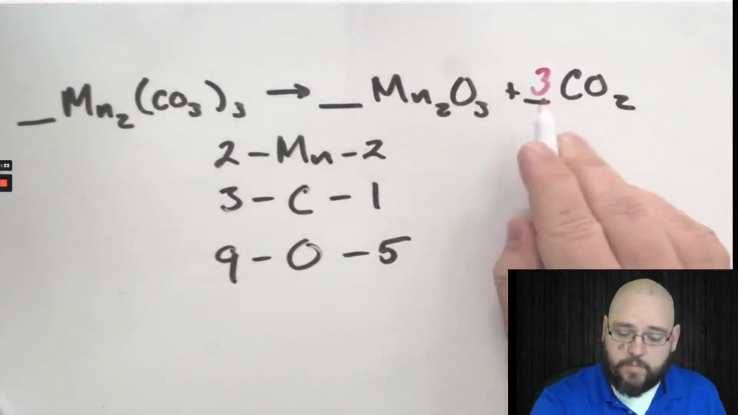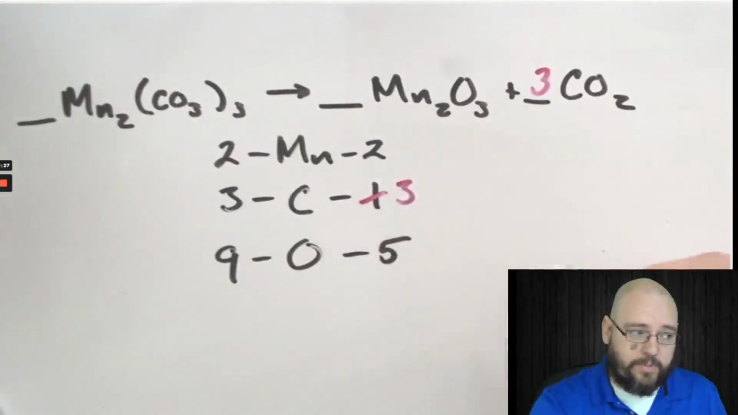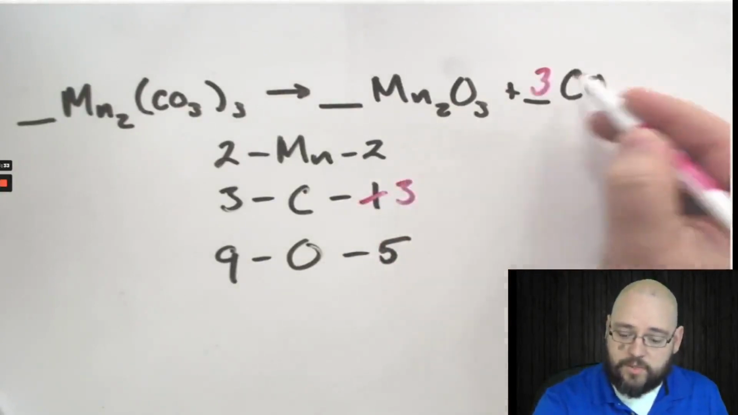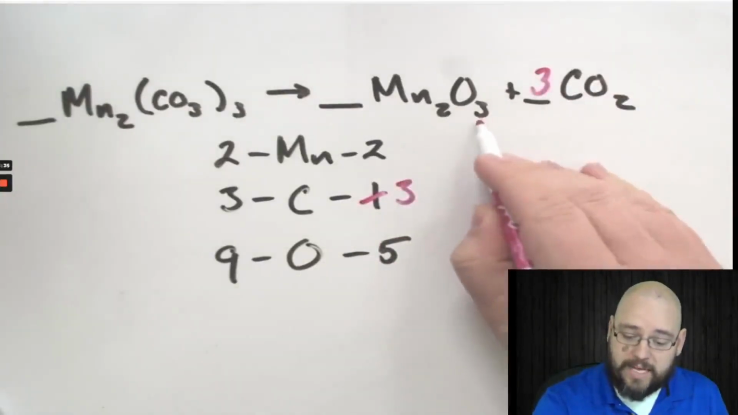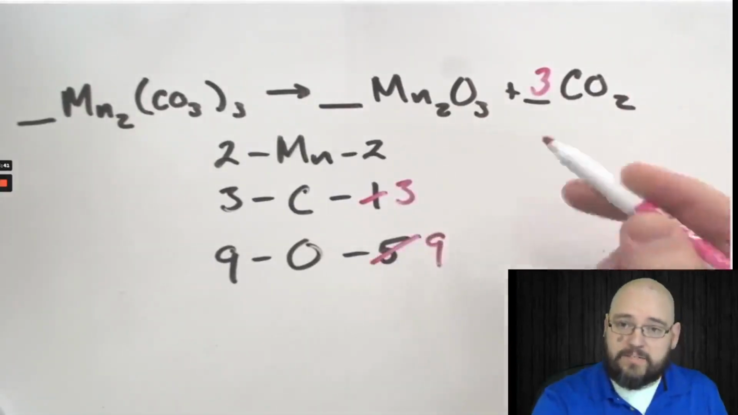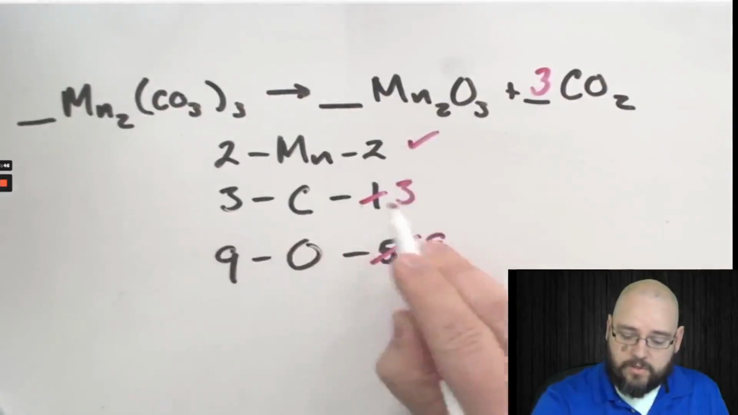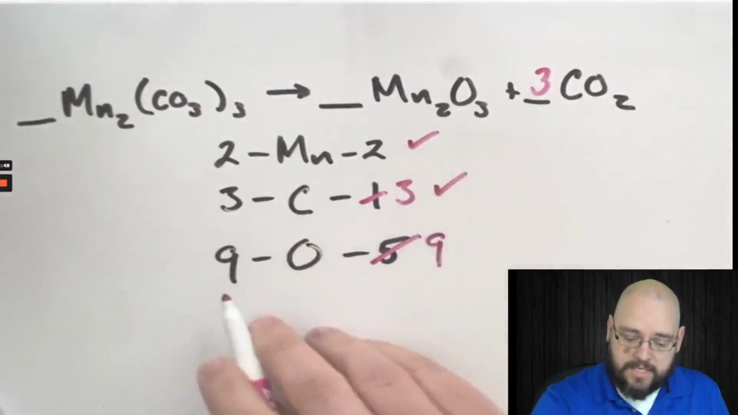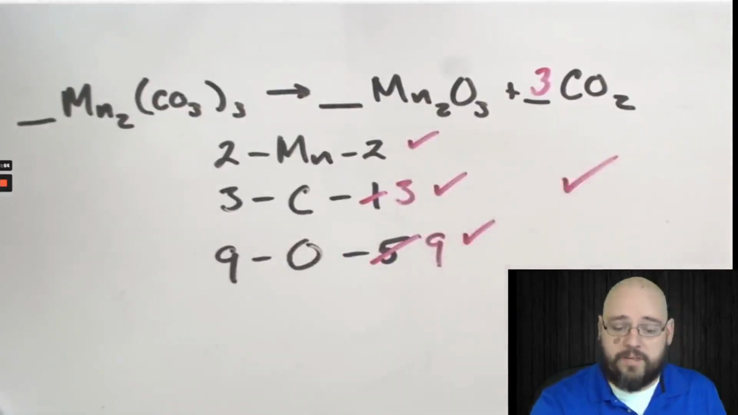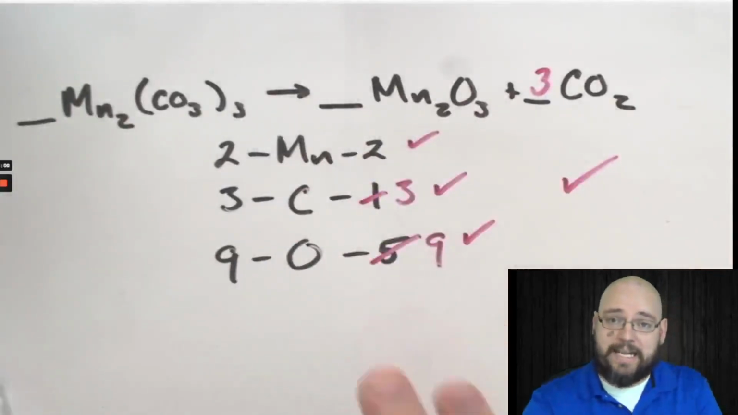So this coefficient now multiplies everything here. So I have 3 times 1, there are now 3 carbons on the right, and 3 times 2 is 6, but I have to remember to add those 3 also. So 6 plus 3 is 9. And amazingly, what you'll see is I have 2 manganese, that one's balanced, 3 carbon, so the carbons are balanced, 9 oxygen, the oxygens are balanced, so the entire equation is now balanced. I have the same number of each element on the left and on the right, so it is now balanced.